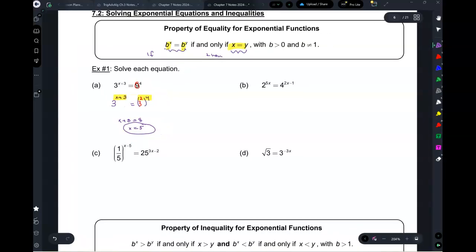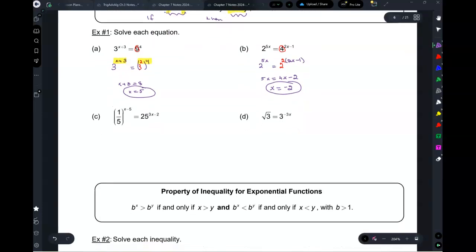All right, let's do the same thing over here. I have 2 to the 5x equal to 4 to the 2x minus 1. All right, 2 to the 5x is a done deal. But this 4 can be written as 2 squared, to the power of 2x minus 1. Since the bases are the same, I can set the exponents equal to each other. So 5x is equal to 4x minus 2. I distribute. Subtract 4x. x is equal to negative 2. Okay, let's move on here.